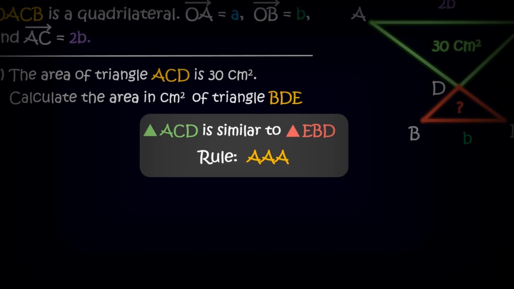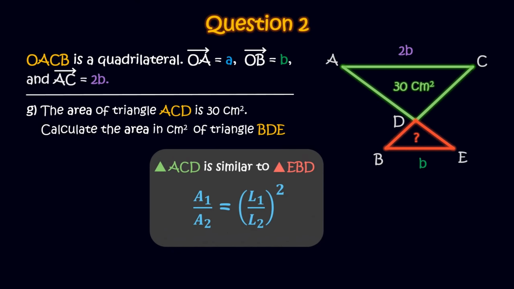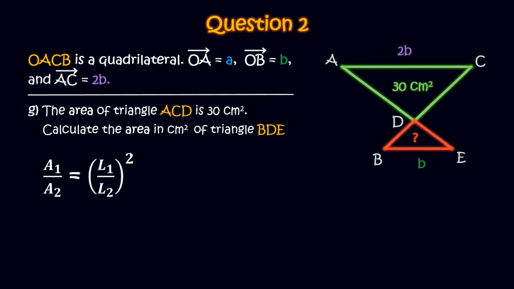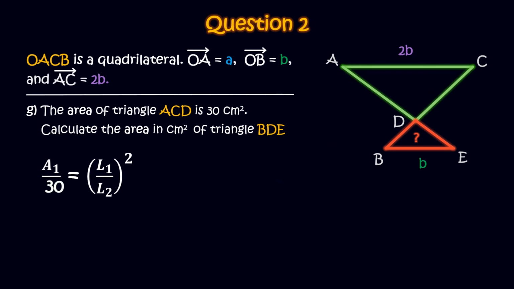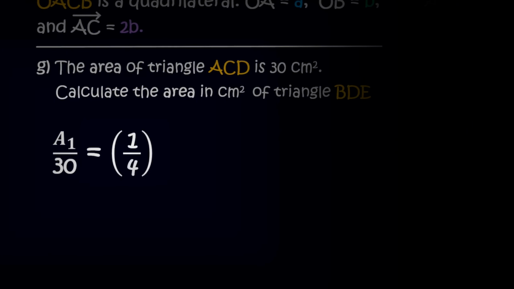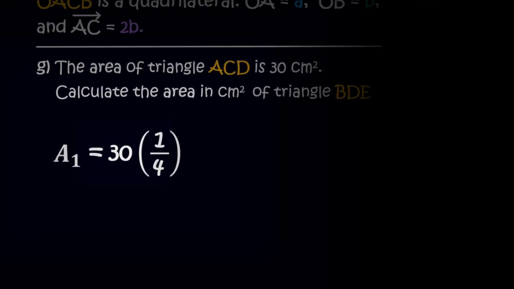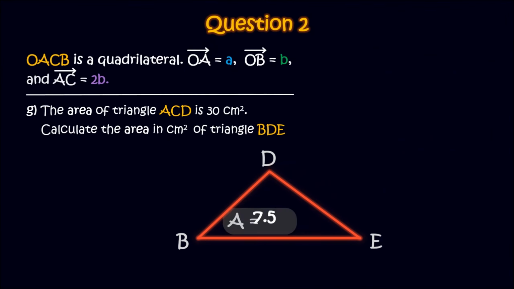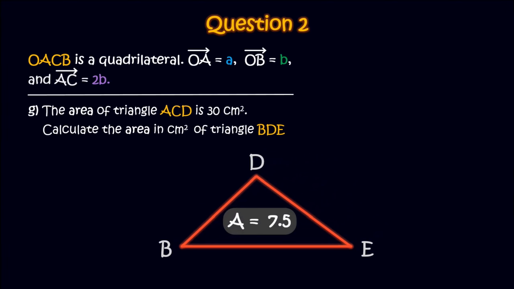The formula for the area of similar triangles is this. A1 is unknown, A2 is 30, L1 is B, and L2 is 2b. B cancels out. Squaring gives 1 upon 4. Bring 30 over to the right side, which gives A1 equals 7.5. Therefore, the area of triangle BDE is 7.5 centimeters squared.